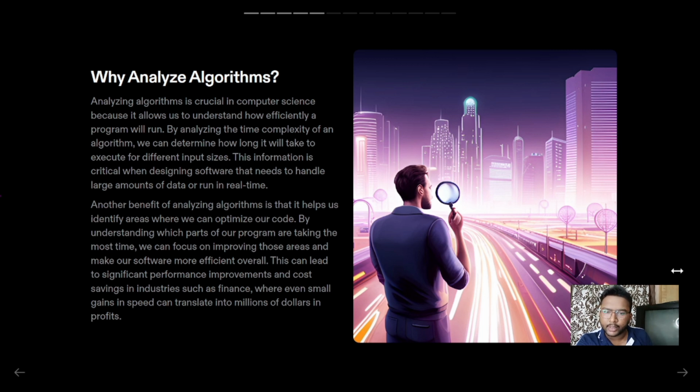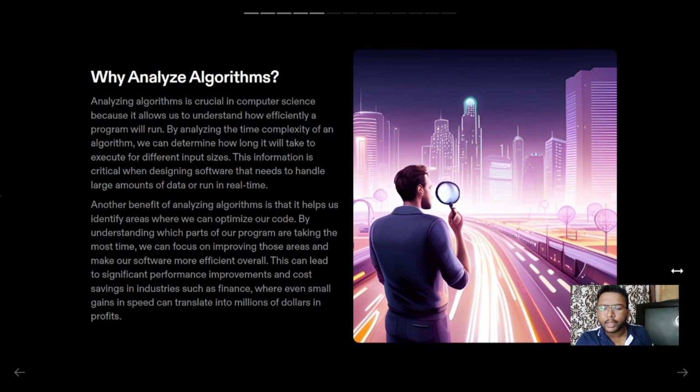Why should we analyze the algorithm? Analyzing an algorithm is a crucial step in computer science because it allows us to understand how efficiently a program will run. By analyzing the time complexity of an algorithm, we can determine how long it takes to execute for different input sizes. This information is crucial when designing software that needs to handle large amounts of data or run in real time.